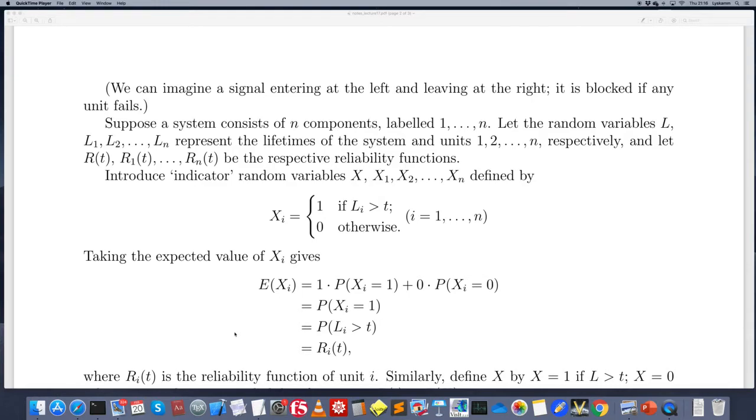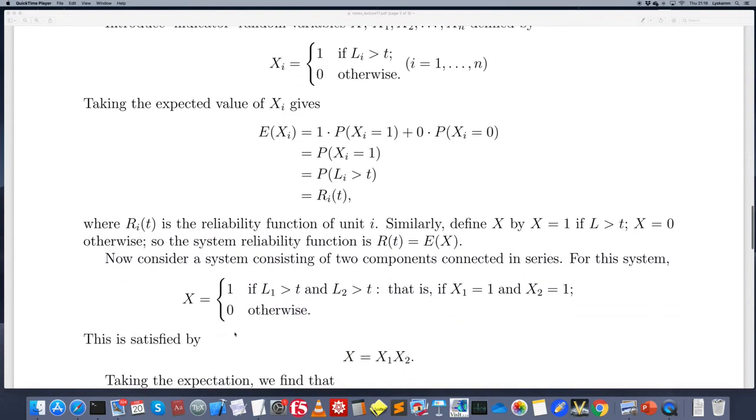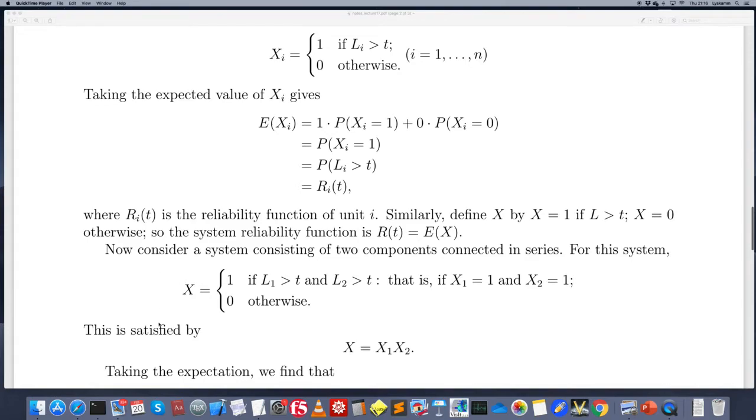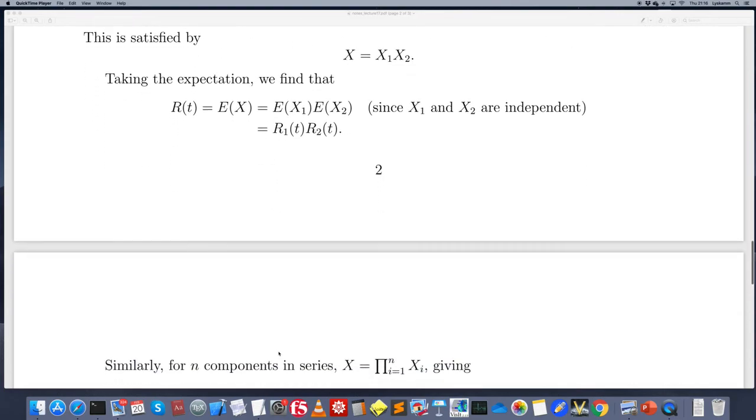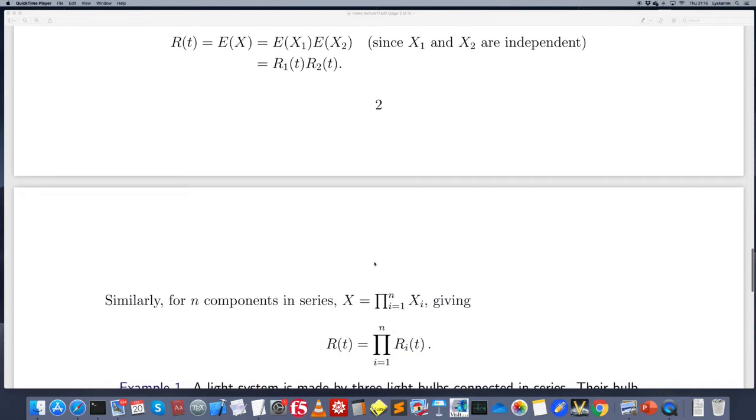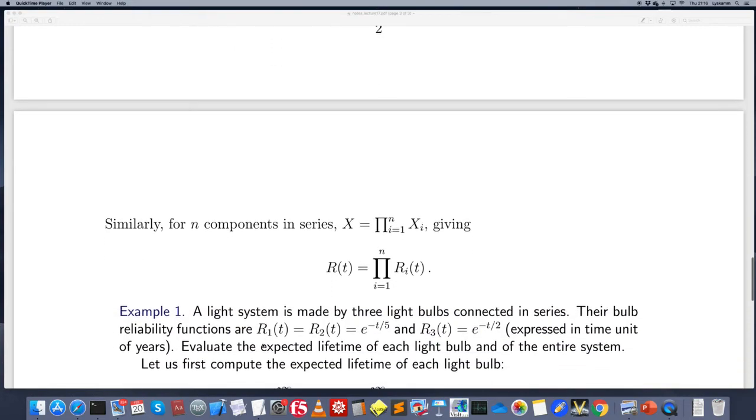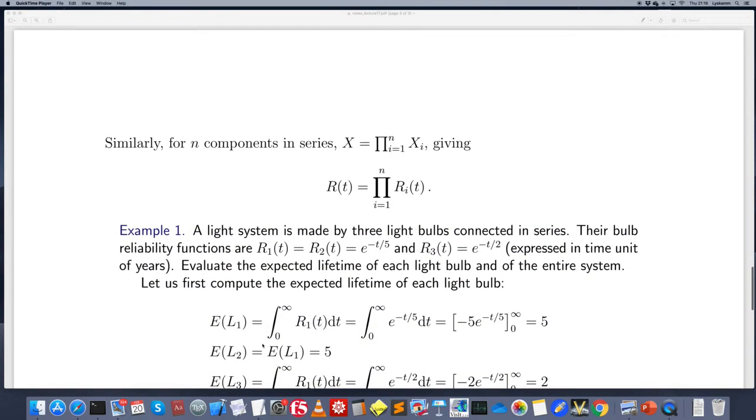Given this property, and calling the indicator of the entire system x, we have shown that x is simply the product of all the units' indicators. Hence, leading to the result that for a system where different distinct n units are arranged in series, the reliability of the system is nothing but the product of the reliabilities of its units.